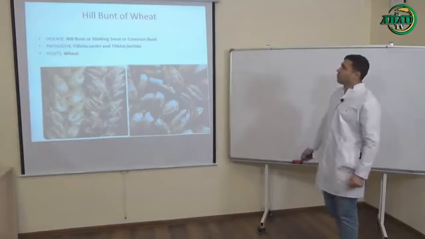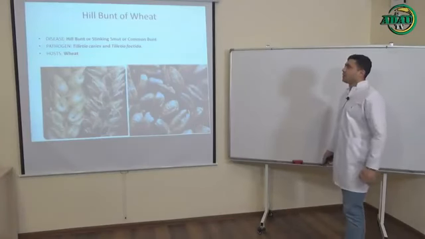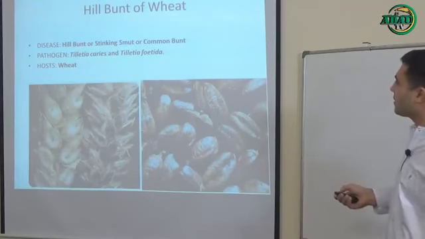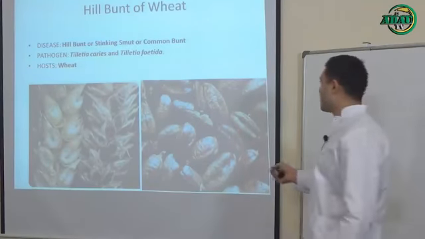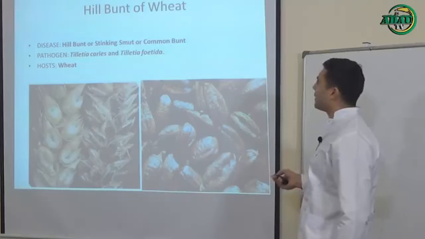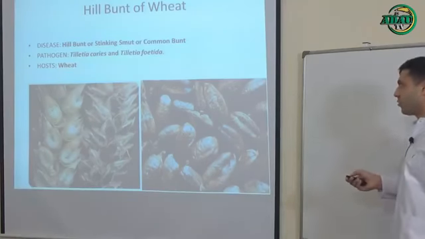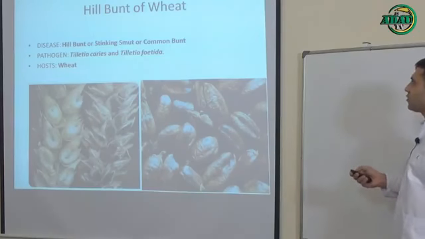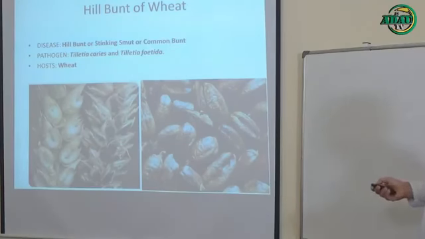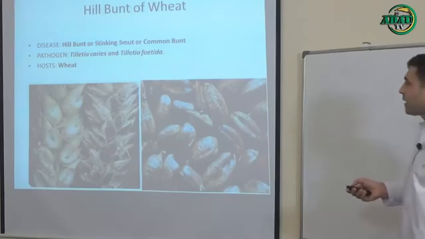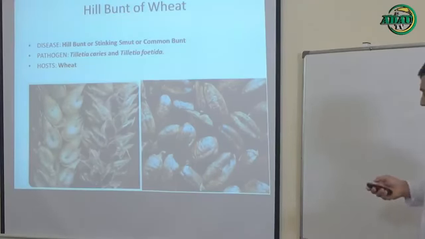And hill bunt of wheat, I would also like to give some information about hill bunt of wheat, which is actually the plant seeds infected by bunt. The hill bunt, or stinking smut, we call it by this name, and we also call it common bunt. The pathogen is Tilletia caries and Tilletia foetida. The host plant is only wheat.